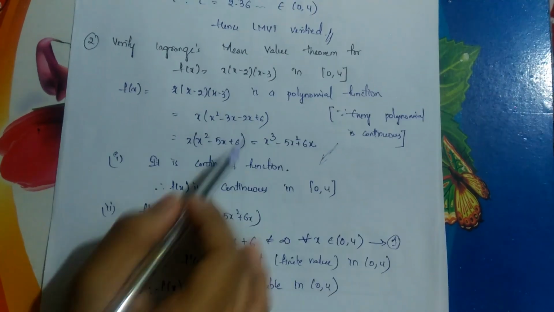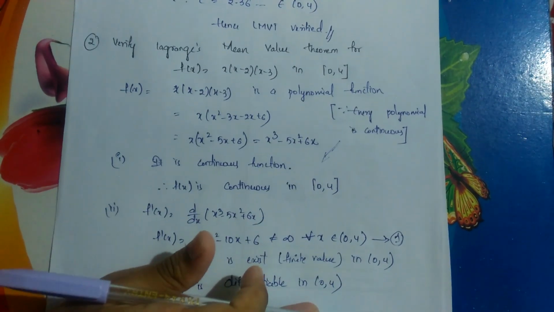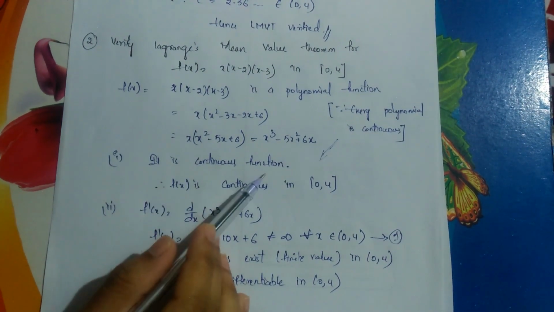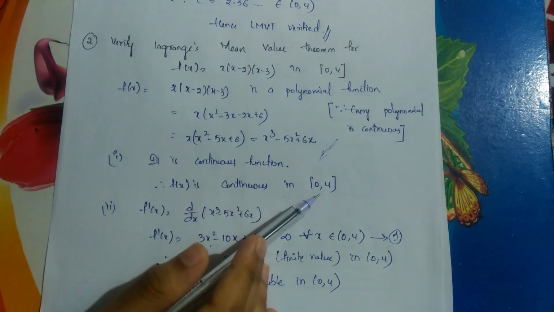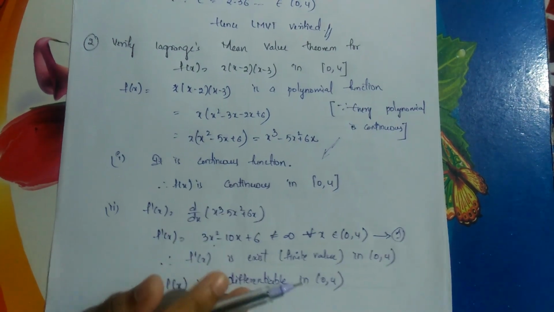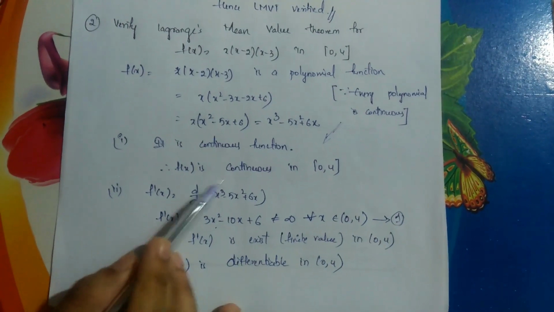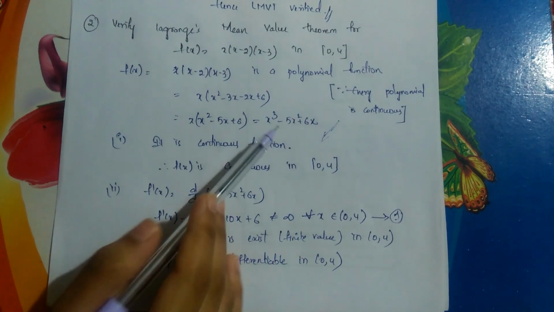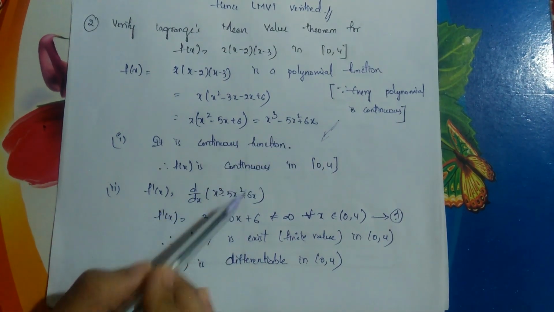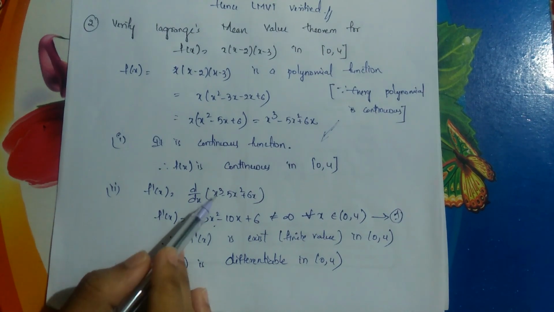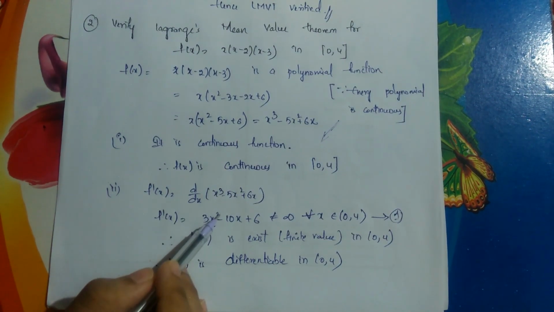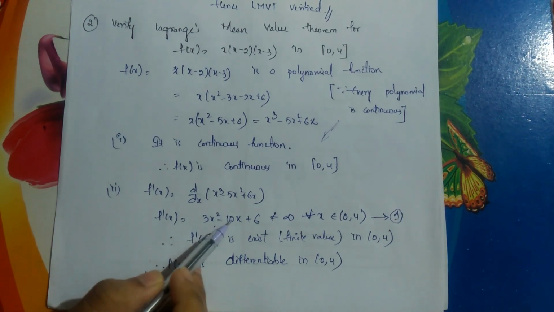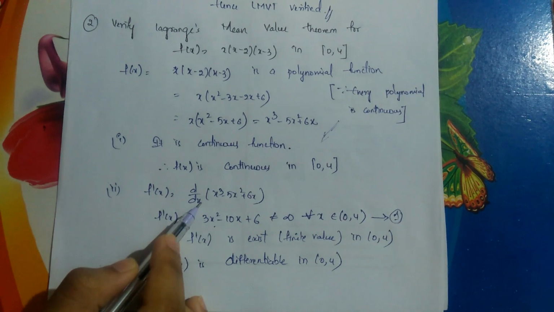So we know that it is a polynomial function, and we know that every polynomial is continuous. So it is a continuous function, since f of x is continuous in the closed interval 0 to 4. And for differentiability, differentiate the function, that is f dash of x is equals to d by dx of x cube minus 5x square plus 6x. Differentiation of x cube with respect to x is 3x square, and minus 5x square with respect to x is minus 10x, and differentiation of 6x with respect to x is 6.